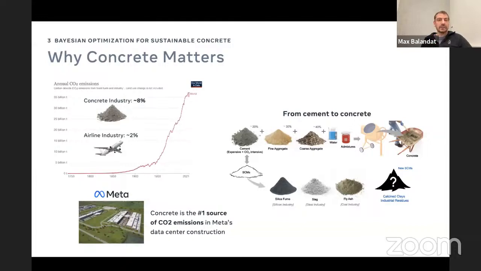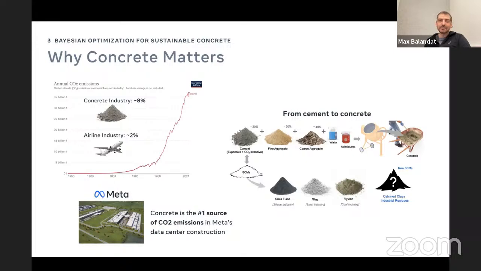Why is concrete important? Well, I don't know how surprising that is to some people, but it did surprise me initially. So the concrete industry actually amounts to almost, between I think 6 to 8% of the annual CO2 emissions worldwide, which is 3 to 4 times more than the airline industry. So it's a massive chunk. And we all kind of want to continue living in this world.